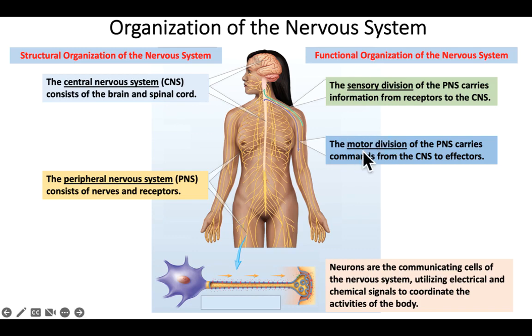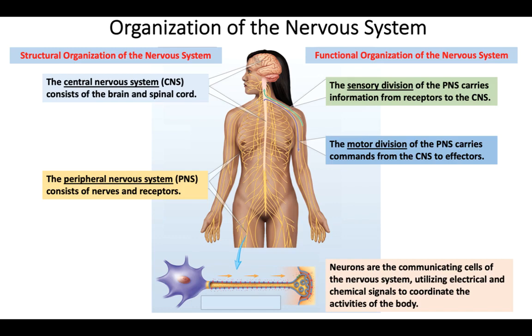And then the motor division is the output. So sensory is more of an input, so it sends signals to the CNS, and then motor is the output. So those are the neurons that are going from the CNS to the effector organs. Effectors are whatever organs you're controlling. All right, so say you're controlling the heart. Well, the heart would be an effector. Or maybe we're going to stimulate the bladder so we can urinate. Well, that bladder is an effector.